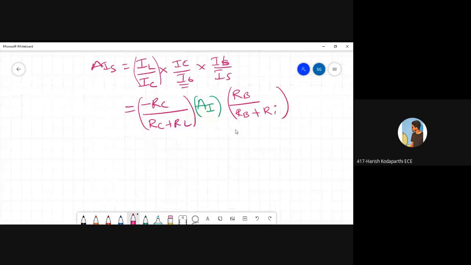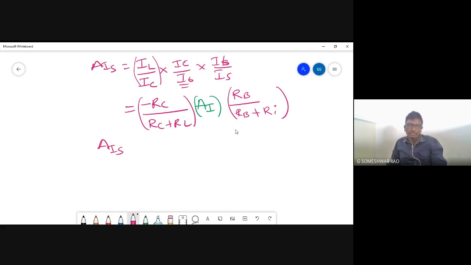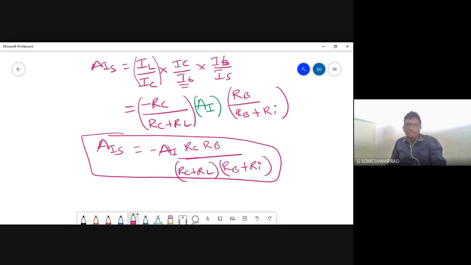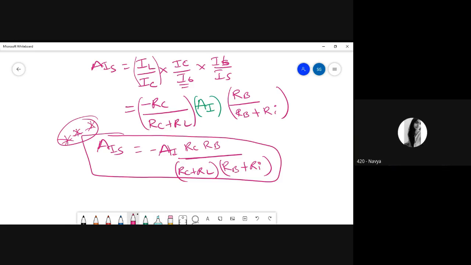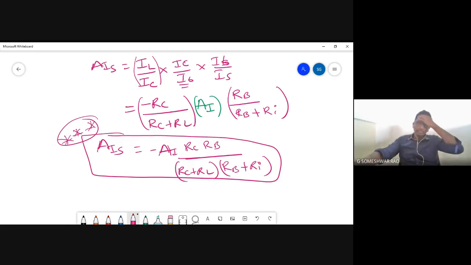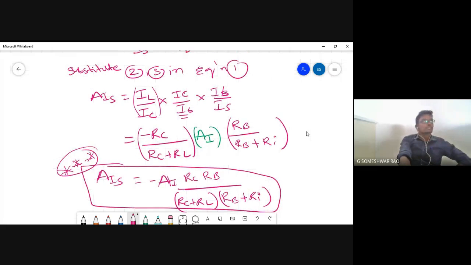Now, what is the overall current gain? AIS is equal to minus AI into RC into RB by RC plus RL into RB plus RI. Very, very important expression. I hope this is the 8th parameter. Am I correct? We'll stop it with the eight parameters. Okay. So just go through the summary of today's class. What we have discussed.